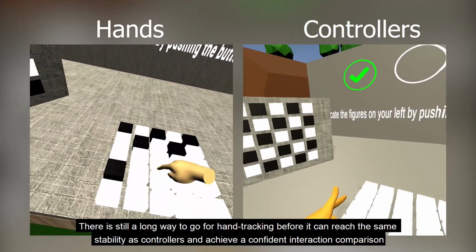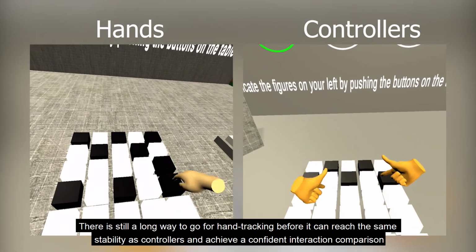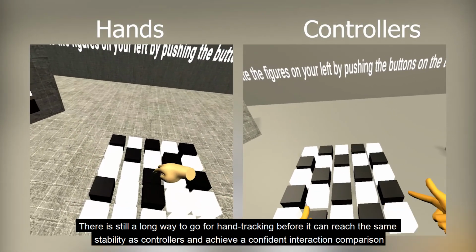There is still a long way to go for hand tracking before it can reach the same stability as controllers and achieve a confident interaction comparison.